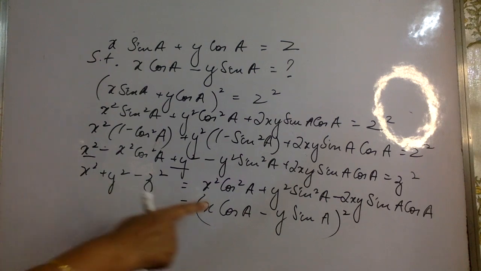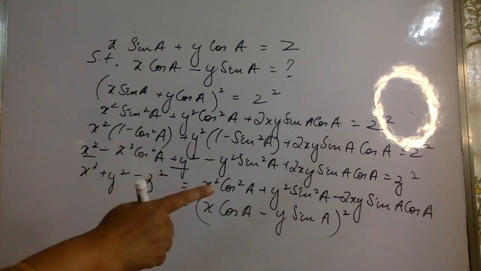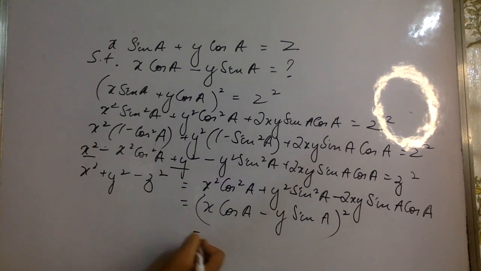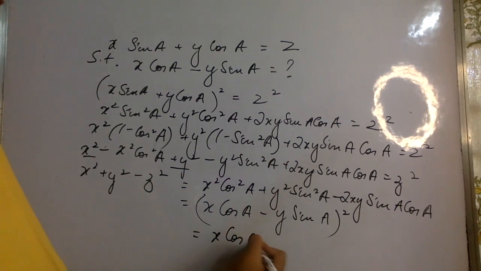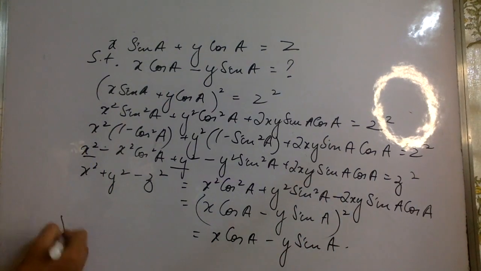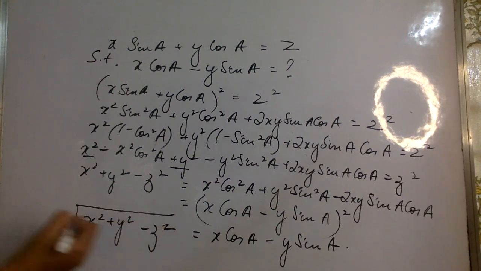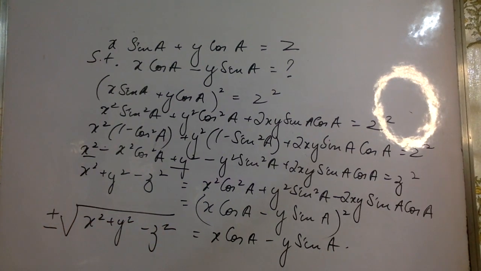Okay, if I want to find the value of x cos a minus y sin a, I need to take a square root on both sides. So this is minus y, so write it without the square sign, and here x square plus y square minus z square, plus minus. Okay, so finally, this is our final statement, this is our final answer.